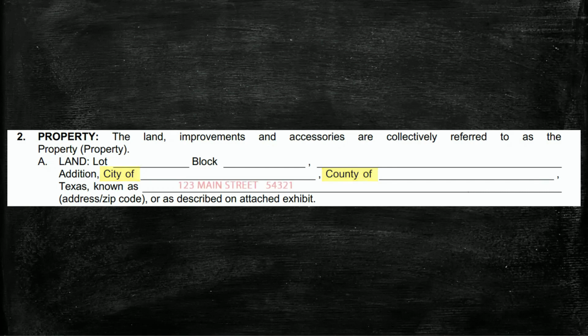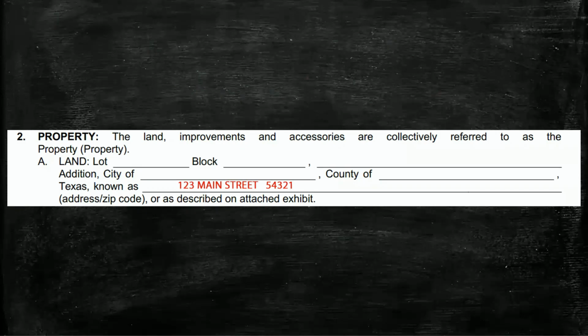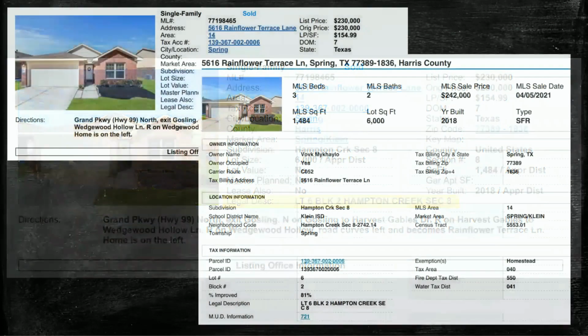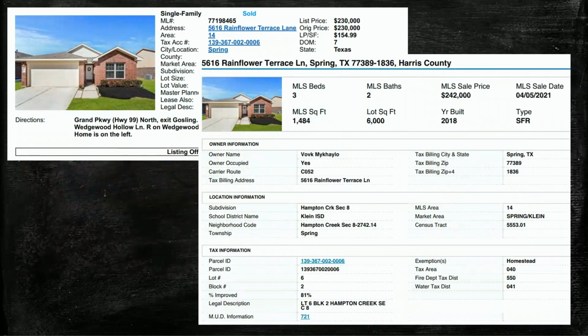Once we get past that, then we enter in the street address. That's an also known as. So 123 Main Street, and we also enter in the zip code. Now we're going to talk about the lot, the block information, and all the rest of the legal description. Where are we going to get that information? Well, of course, it's on the MLS listing, which is supposed to pull directly from the county tax appraisal district on their tax sheet. Most of the time it does.